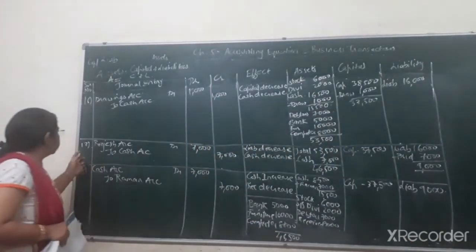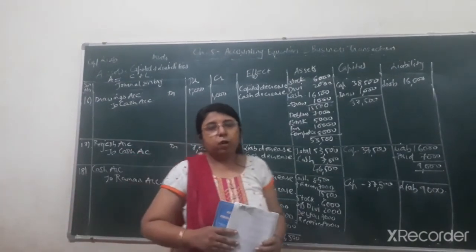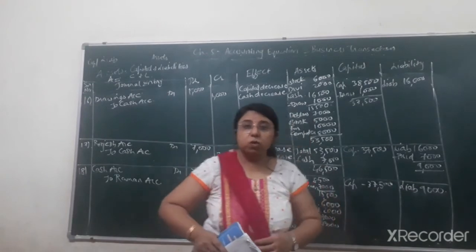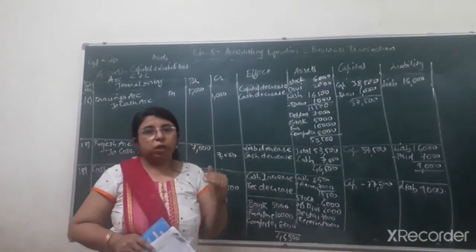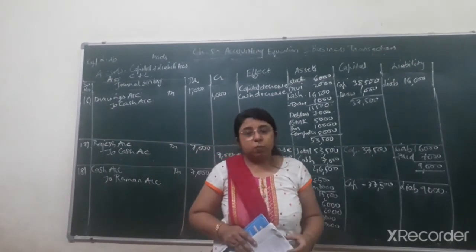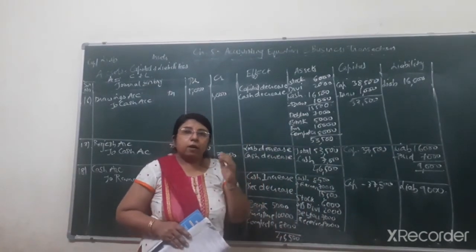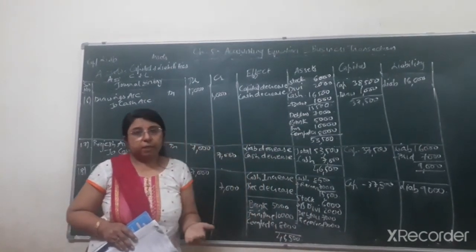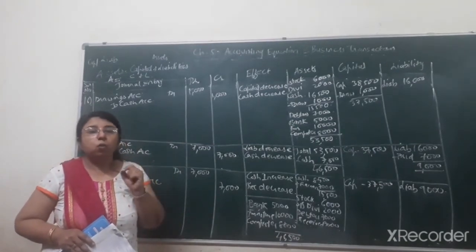Now the next transaction, the 17th transaction: account settled of Rajesh. From Rajesh, we had purchased the goods. Now we are paying the remaining amount. Out of the goods we had purchased, we had returned a certain amount of goods to Rajesh. So there is the purchase return amount, and the remaining amount we are now settling. It means we are paying the amount which is outstanding to Rajesh.